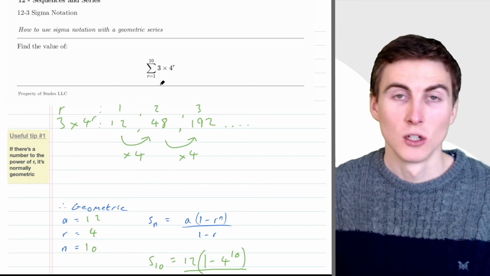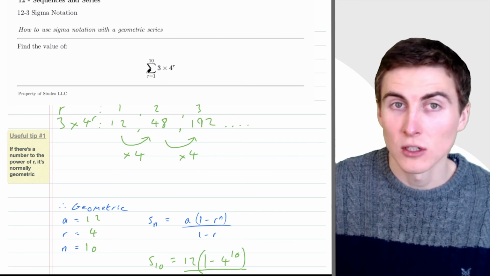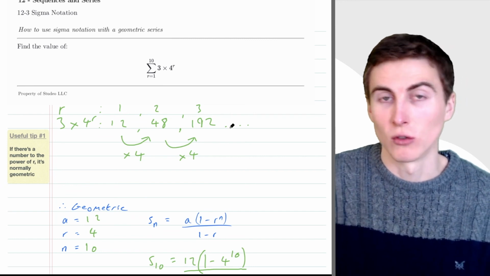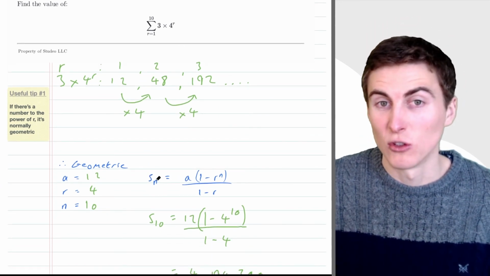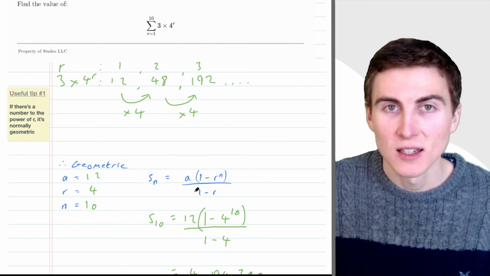And that's it. So the main takeaway there is just whenever you get something in sigma notation, write out the first few terms, figure out if it's geometric or arithmetic, and then you just solve it with the normal sum formulas. Hope that makes sense, and I'll see you in the next video.